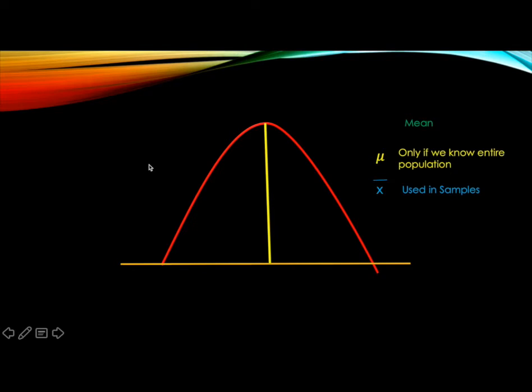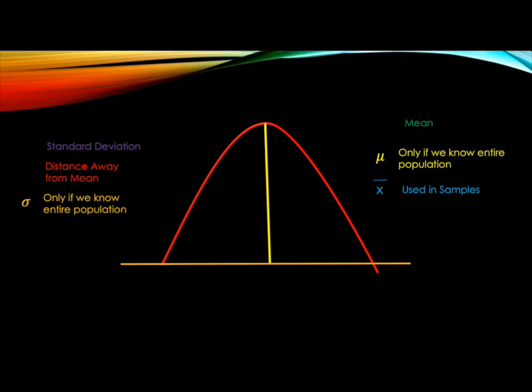Now, the other measure of normal distribution is called the standard deviation, which is the distance away from the mean. It is represented by the Greek letter sigma. Again, this is used if we know the entire population, so you'll probably see a lowercase s when dealing with samples. For simplicity, we're going to stick with sigma. So I said standard deviation is the distance away from mean. So here's our mean, mu.